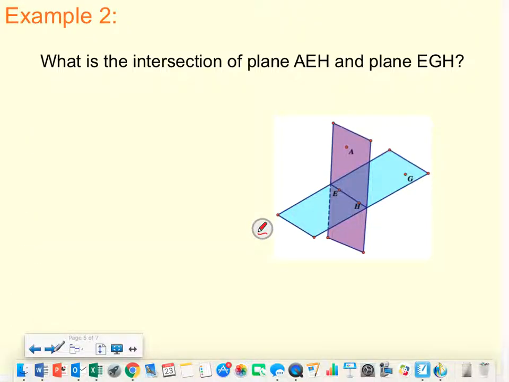Example 2. What is the intersection of plane AEH and plane EGH? That would be the AEH, that would be the purple one, and plane EGH, that would be the blue one. Well, you do know that the intersection of any 2 planes is a line, and so in this case, the line here is EH. Not too crazy there.